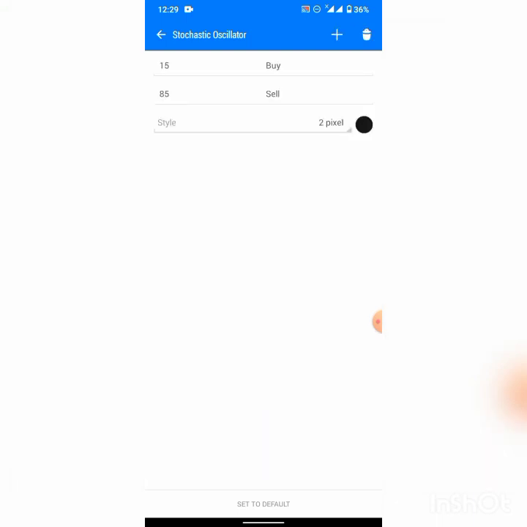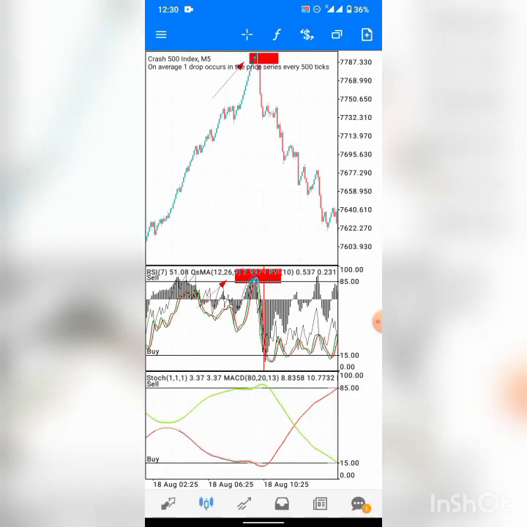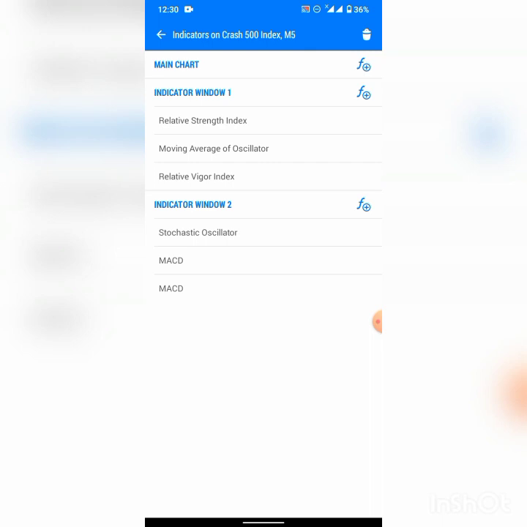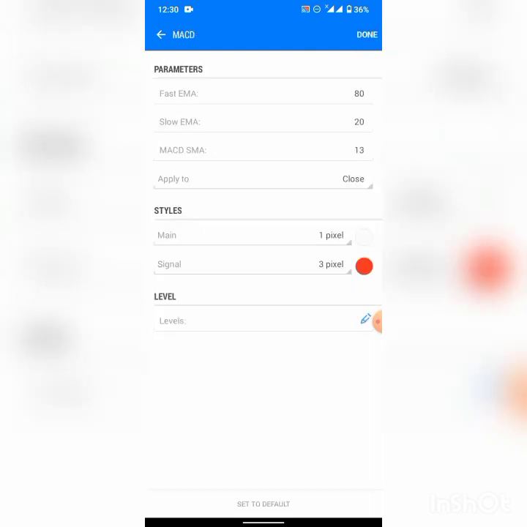We only need the levels in this stochastic oscillator, level 15 and level 85. We sell, click done. We add our MACD 80 20 13. The main style should be your background color, then the signal should be red. Click done. Then the second MACD 20 80 13. The main style should be your background color and the signal should be green.